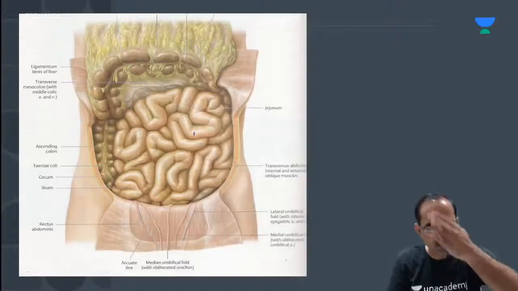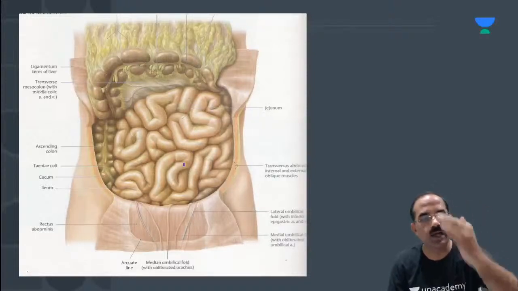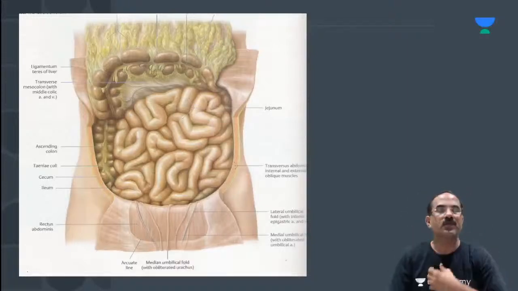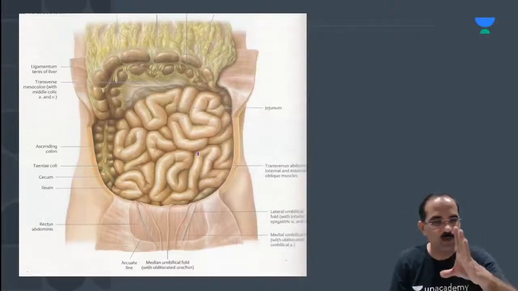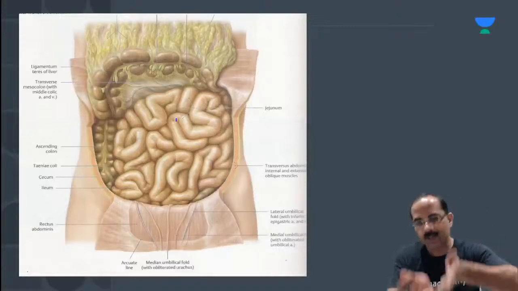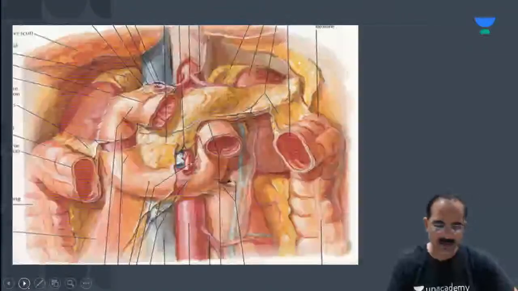Now what do we get? We get the attachment of small intestines to the posterior abdominal wall, the attachment of the peritoneum of small intestines to the posterior abdominal wall. Now look what I'm doing. I'm lifting the small intestines, taking them outside the abdomen. Now see, what do we find here?